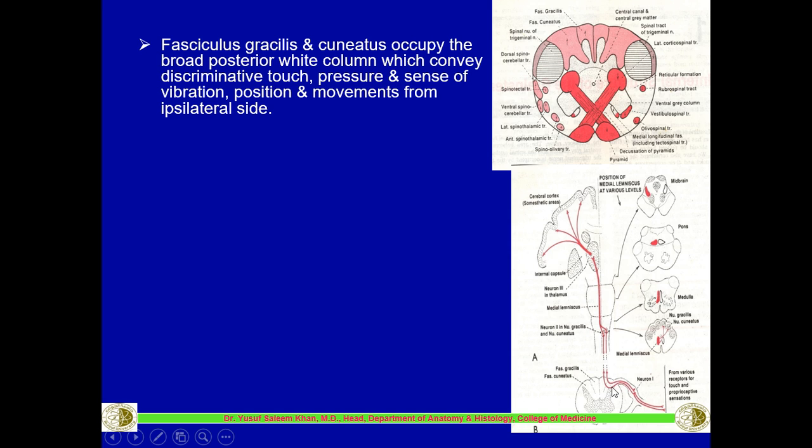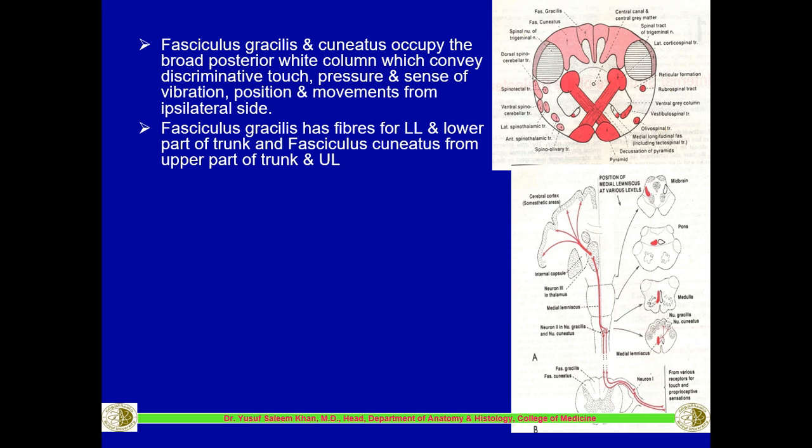Now in this section, you can see the fibers from the same side. So they are from the ipsilateral side, and they are mainly sensory fibers carrying touch, pressure, sense of vibration, position, as well as movement coming from the same side. The fasciculus gracilis will have fibers from the lower limb as well as the lower trunk of the body, and the fasciculus cuneatus will have fibers from the upper part of the body as well as the upper limb. So you can imagine a person lying with the head on this side and the lower limbs on the other side towards the median sulcus.